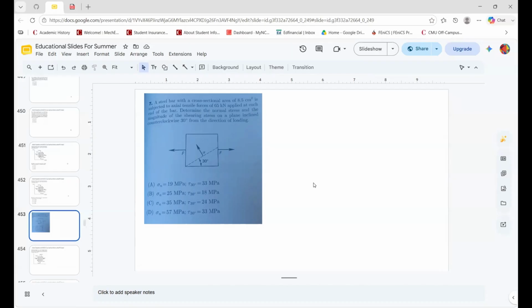So a steel bar with a cross-section area of 8.5 centimeters squared is subject to an axial force of 65 kilonewtons. Okay, we know what's going on here. Applied to each end of the bar, determine the normal stress and the magnitude of the shear stress on the plane inclined clockwise 30 degrees from the direction of the load.